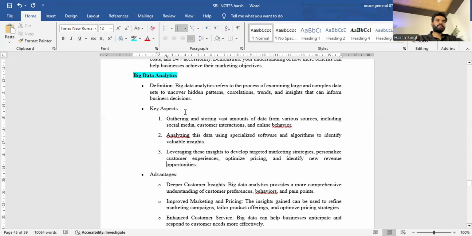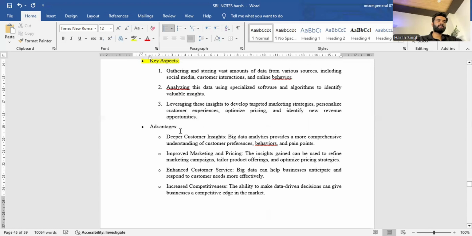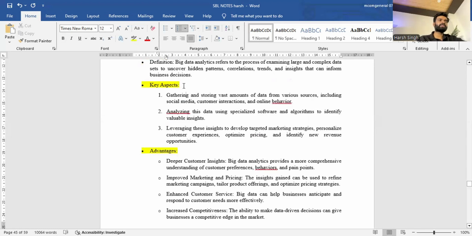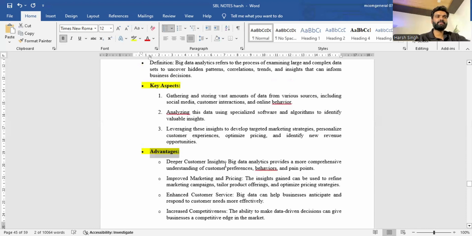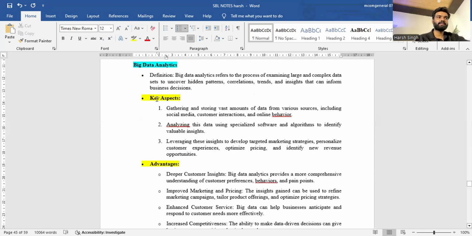Now, if I talk about the advantages of big data, everyone, the very first advantage that we get using big data is better customer insights. We get better customer insights.